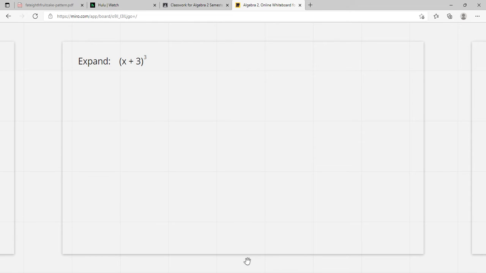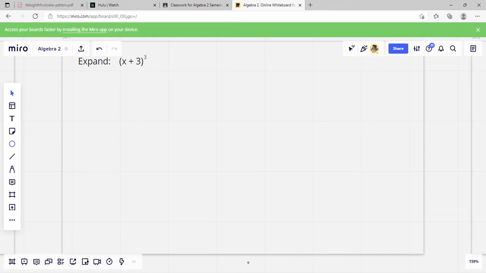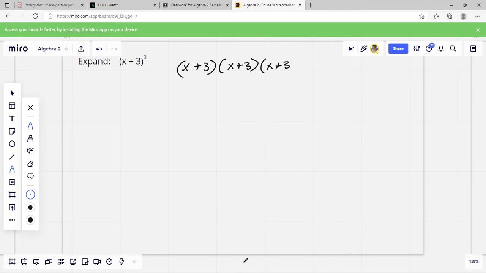Now, normally, when we have parentheses, we would just rainbow something out, but on this we cannot, because what this actually means is x plus 3 times x plus 3 times x plus 3. So we have to do that whole thing, then rainbow it. We can't just say x to the third and 3 to the third. It doesn't work like that.